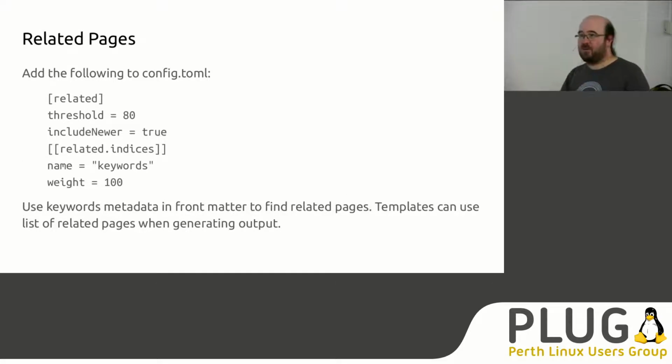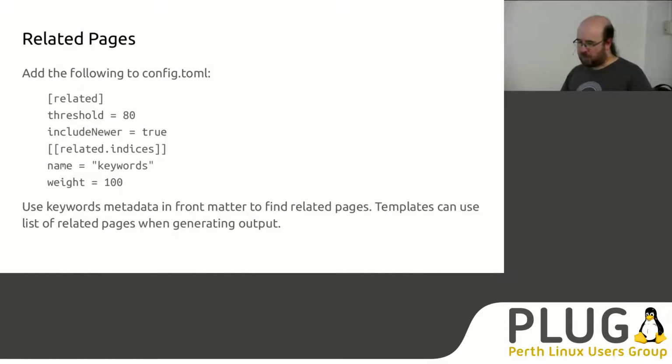There is also support for linking to related pages. This is a useful feature if you've got a large website where you don't really want to directly manage what the related pages are. You can add some keywords into the pages, and if there's enough keyword matches, then it might say these two pages are related, and that will be some information which is available to the templates.